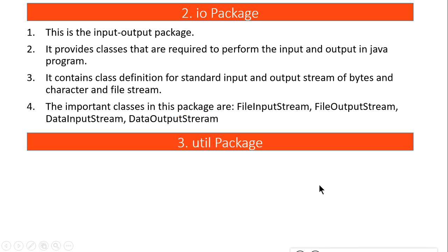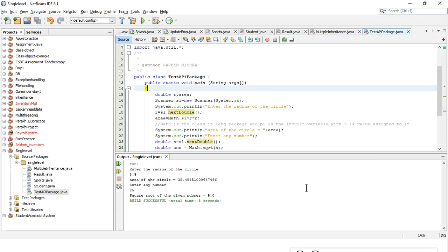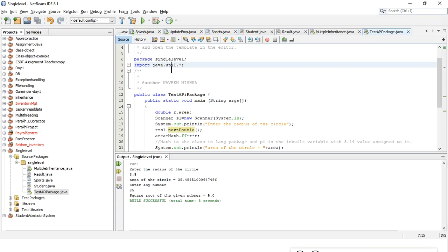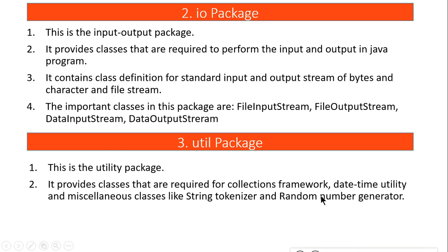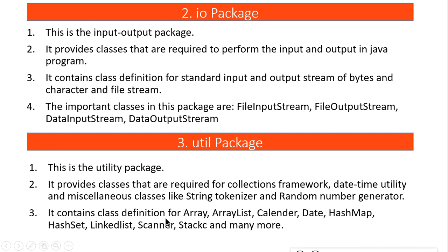Then util package, we are using already util package, and I have written this program here as well. We are using the Scanner class. Okay, so other than Scanner, you can use date time facility, Calendar class, and many other classes like StringTokenizer and random number generator. Okay, these are the main classes that are available in your util package.